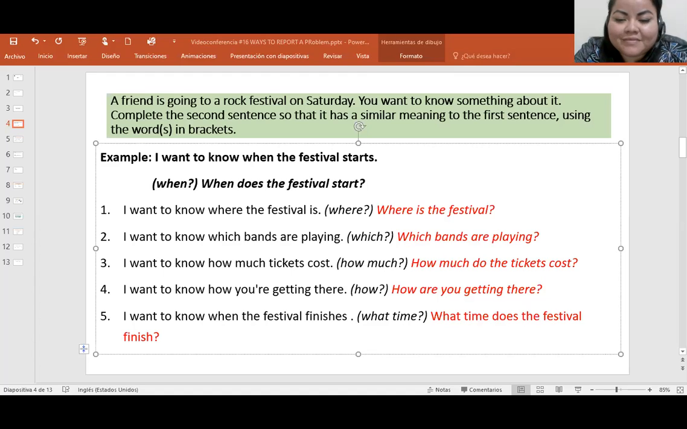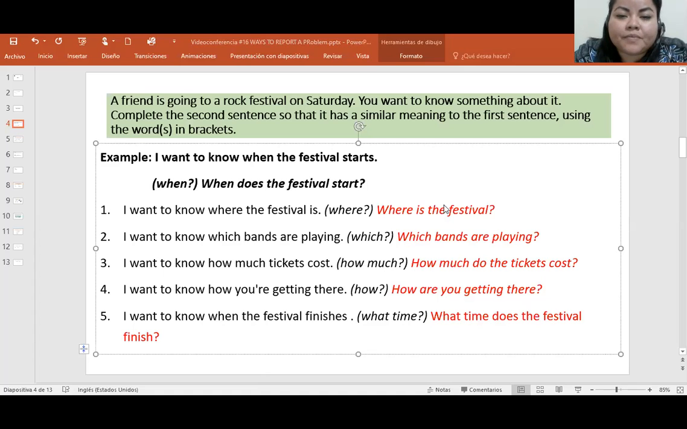I am getting there, taxi. By taxi, okay? By taxi. I am getting there by taxi, by Uber, by cab. Very good. And what time does the festival finish?